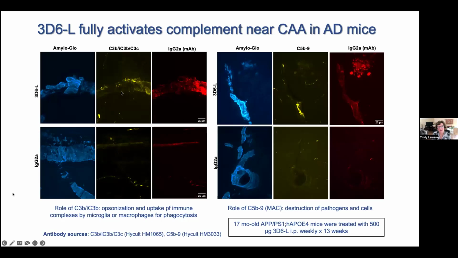But you can see that there is also here the presence of downstream complement molecules, C3b, iC3b, and C3c, in the vasculature of mice treated with 3D6, but not so much with IgG2a. And then again, this is the antibody labeling the blood vessel. And he has even seen an increase in C5b-9 staining, which is the very terminal end of the classical complement cascade. And this is known as the membrane attack complex because it actually causes cell lysis and damages and destroys cells.